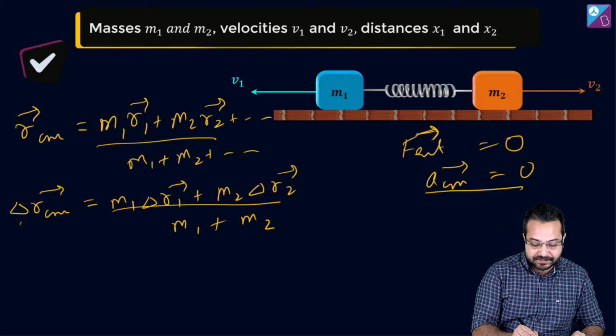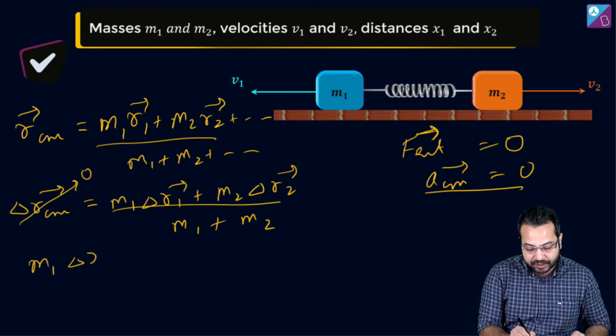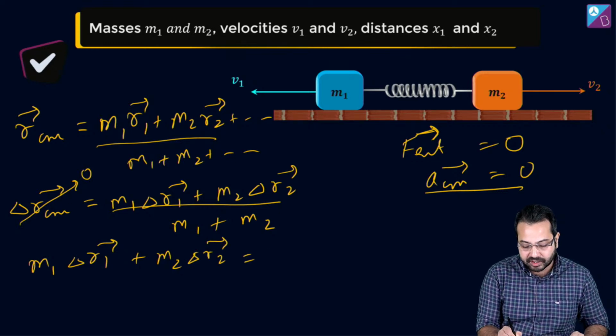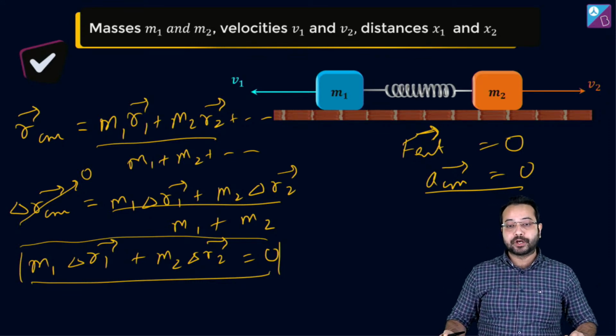And if the displacement of the center of mass is 0, then what can we write? We can write m1 into delta r1 plus m2 into delta r2 is equal to 0. Is that right? So that is the concept we are going to use.